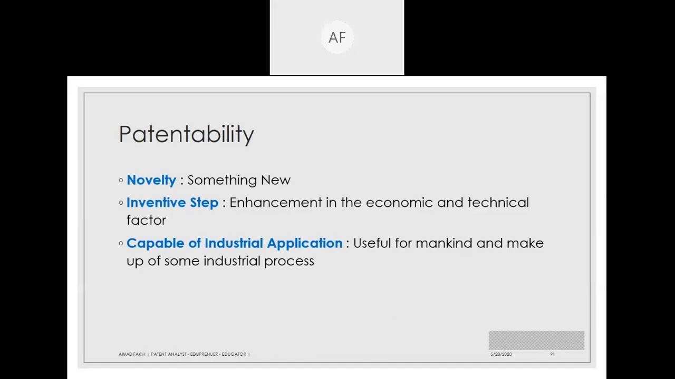You have to achieve the novelty for it, either in application or in the form of a new product. It has to have an inventive step. It has to satisfy being capable of industrial application. It should be helpful for mankind, directly or indirectly. So once you satisfy these three things, then only, my dear friends, should you go for the patent application.